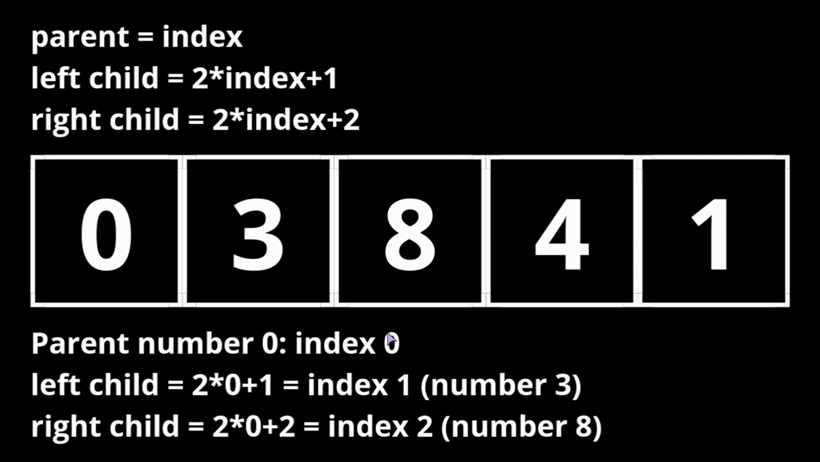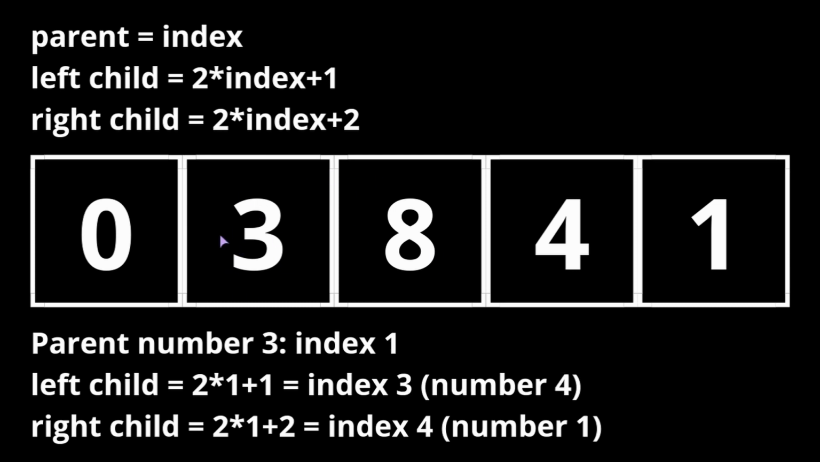Its index on the array is index 0. So the way we're going to find the left and right child of number 0 is the following. We're going to get 2 multiplied by 0 and add 1, and this will be 1. So in the array, it's represented by number 3, so the left child of 0 is number 3, and the right child is 2 times 0 plus 2, so this is index number 2, and this is represented by number 8. So the left child of 0 is 3, and the right child of 0 is 8.